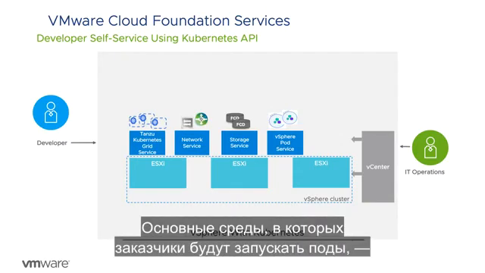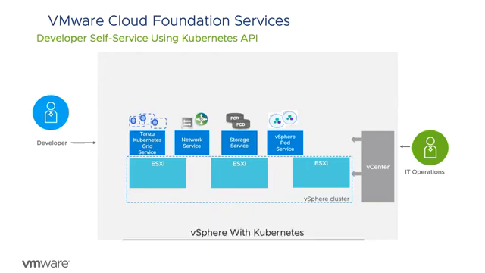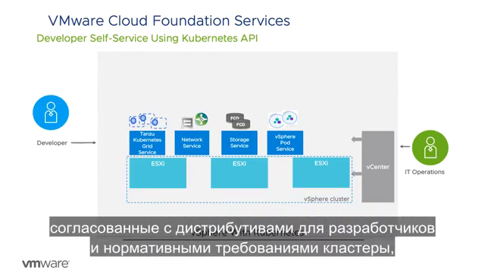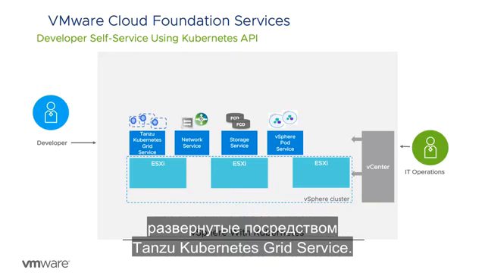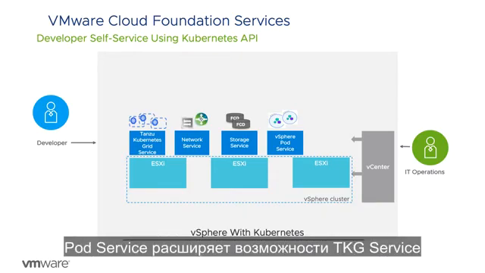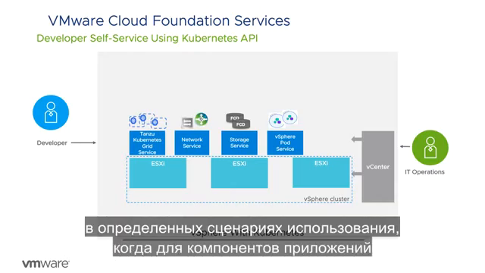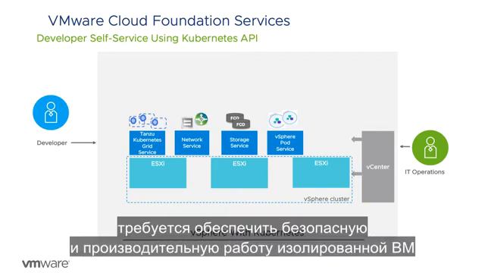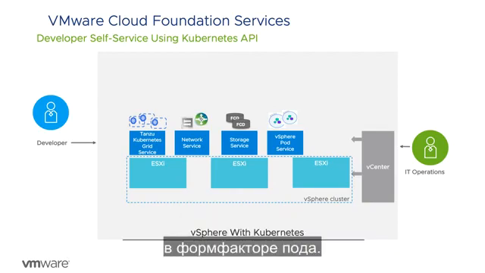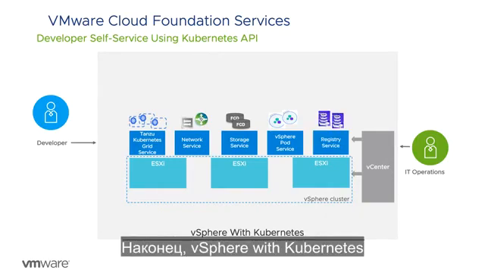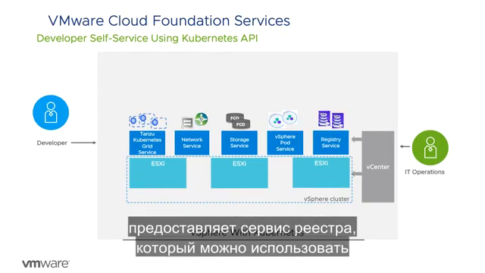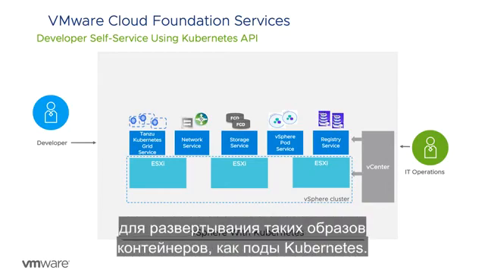The primary place that customers will run pods is in the upstream aligned, fully conformant clusters deployed through the Tanzu Kubernetes Grid service. The pod service complements the TKG service for specific use cases where the application components need the security and performance isolation of a VM in a pod form factor. And finally, vSphere with Kubernetes has a native registry service that can be used to deploy container images as Kubernetes pods.